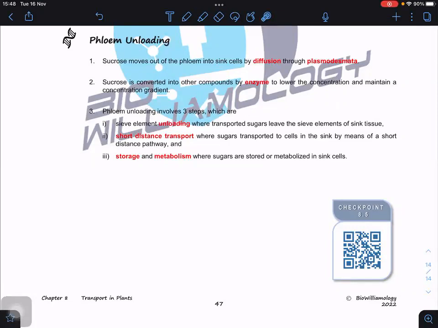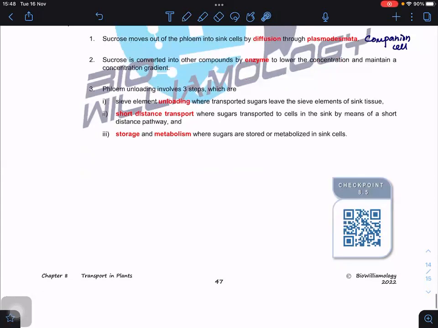So sucrose now reaches the sink. What do they do? They diffuse through the plasmodesmata and enter into the companion cells. So it is a reverse process. Sucrose is converted into other compounds by enzymes to lower the concentration and maintain the concentration gradient after they leave the companion cells. Okay, so now what does this mean?